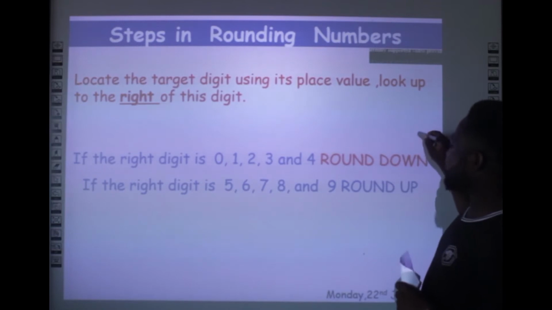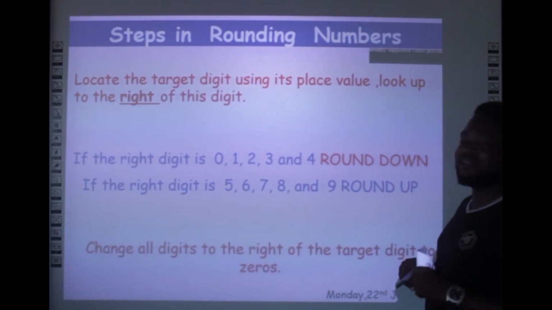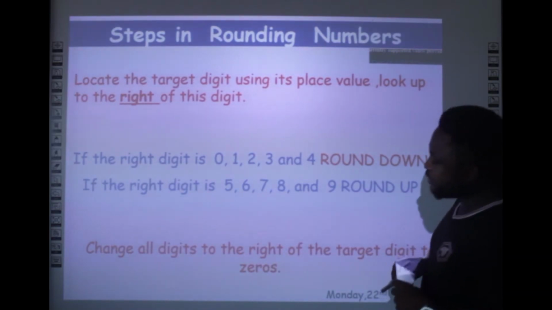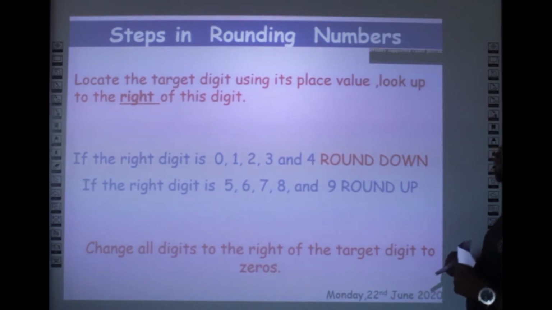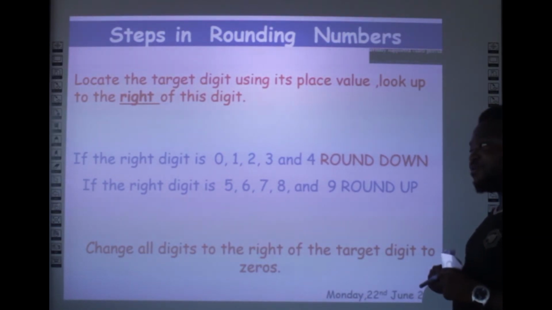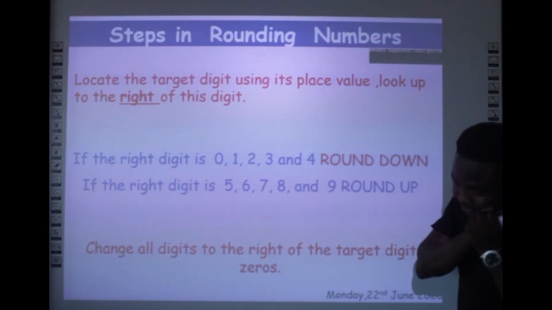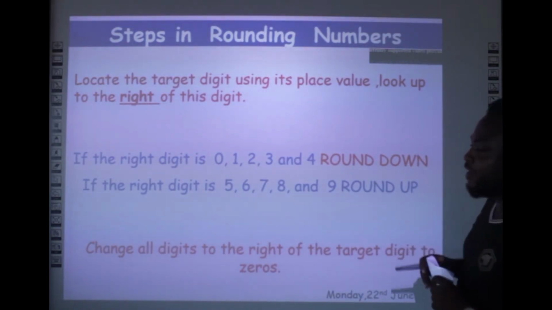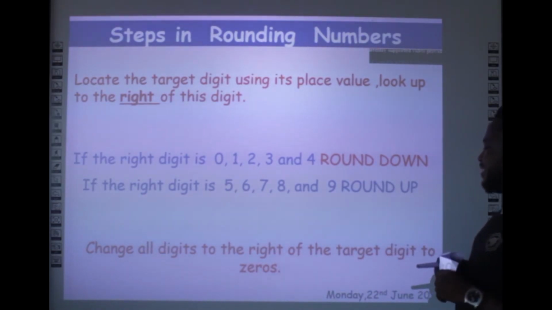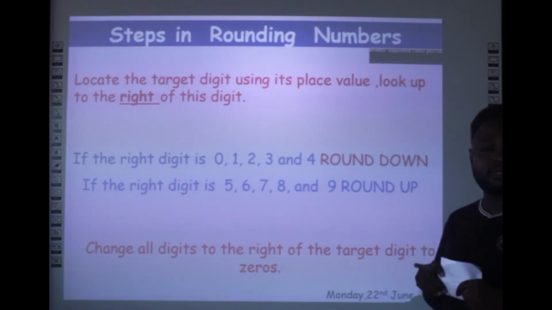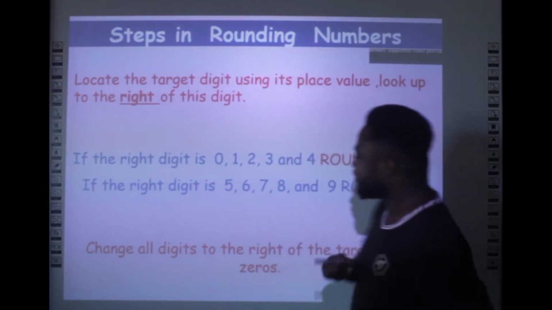Now, what's the second step? The second step is, if the right digit is 0, 1, 2, 3, or 4, you round it down. In other words, when you want to round down, you allow the digit to rest. Now, if the right digit is 5, 6, 7, 8, or 9, you round it up. In other words, if you are rounding up, you add 1.